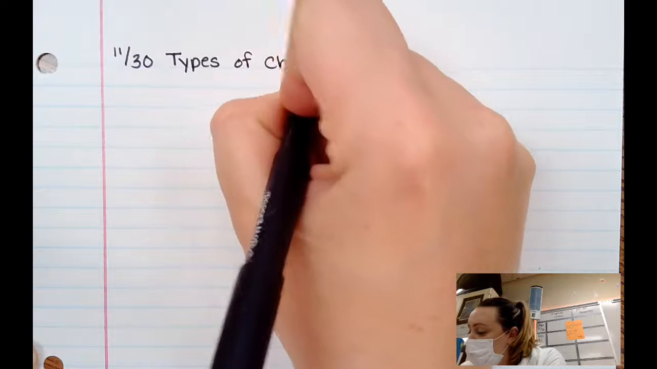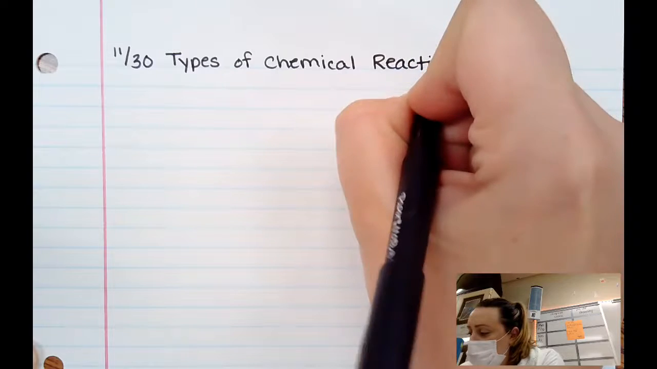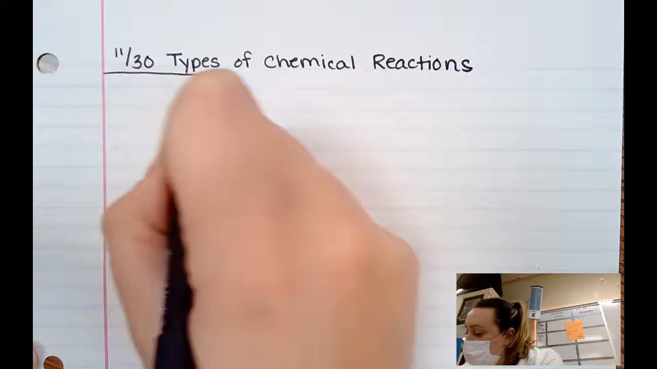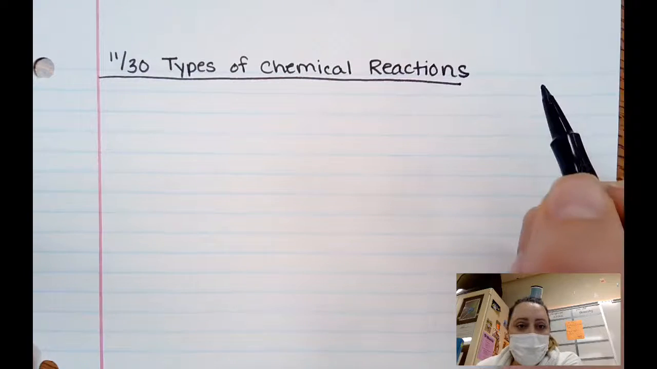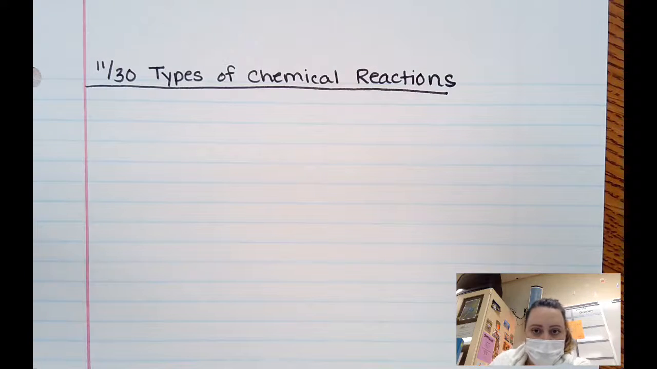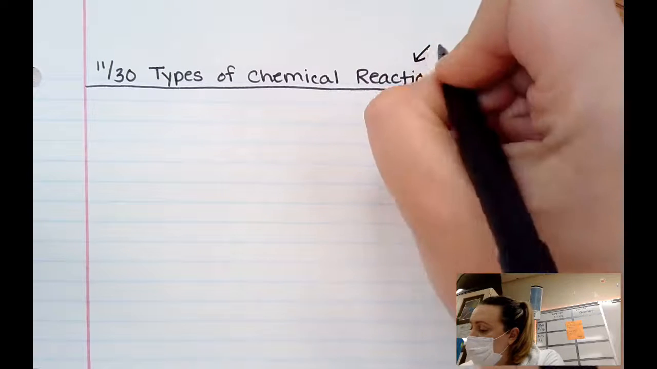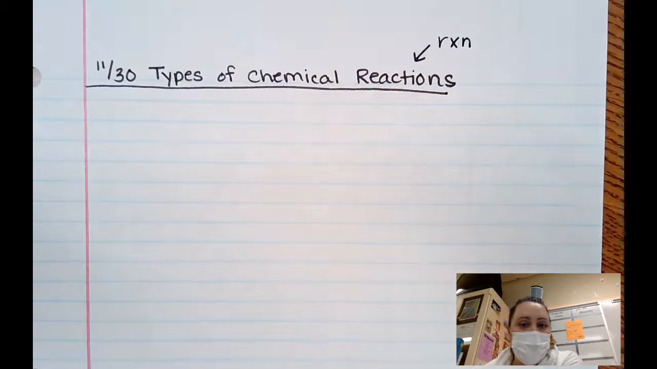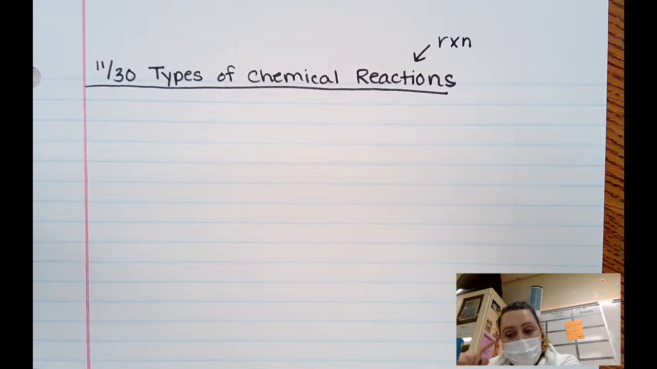All right, if you're doing these notes on Monday, it is November 30th, and these are types of chemical reactions. I do not like to write out the word reactions every time, so I will abbreviate it with RXN for reaction. We need to look at the basic parts of a reaction before we go through the types.